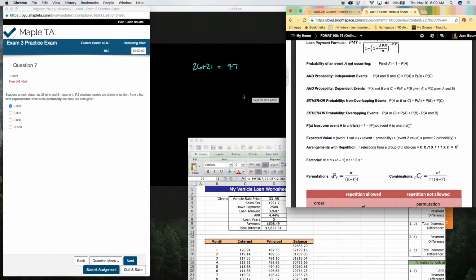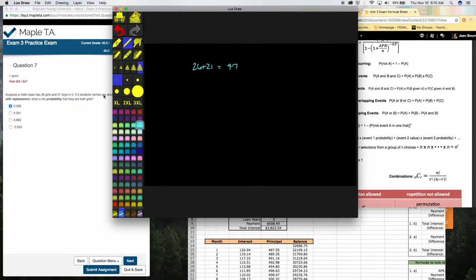So in this case, if we draw a girl's name out of a hat and then we replace it, our probability didn't change. So that means it's independent. If we left the girl's name out, then that would change the probability of the next one, so that would be dependent. But on this one, it's independent, so our formula is just the probability of A times the probability of B. The probability of A is a girl, and there are 26 girls, so the probability of A is 26 over 47. And the probability of B is also 26 over 47 because we replaced the girls' names.